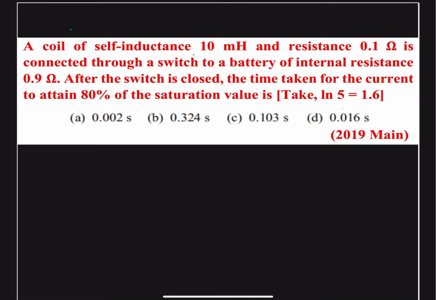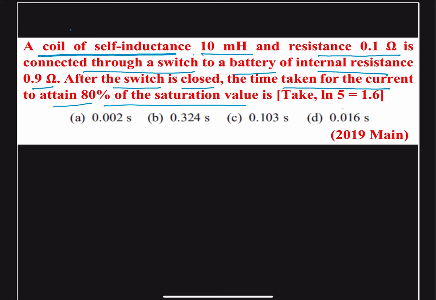Hello friends, today's question: a coil of self-inductance of 10 millihenry and resistance 0.1 ohm is connected through a switch to a battery of internal resistance 0.9 ohm. After the switch is closed, the time taken for the current to attain 80% of its saturation value is.